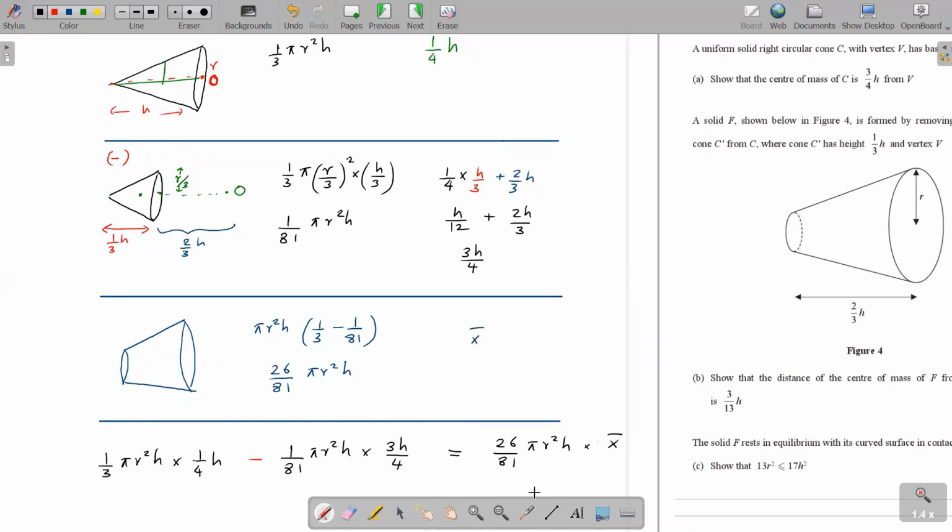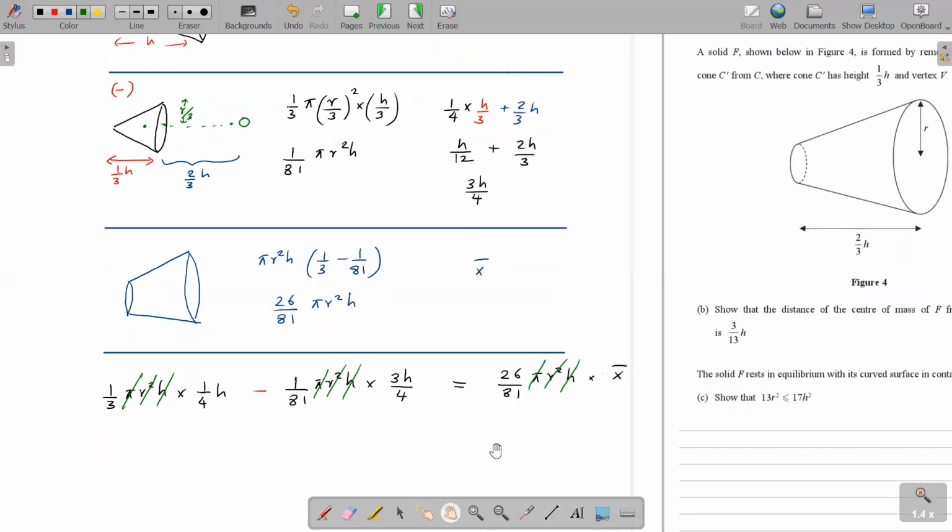Okay, and then you can cut off the common things. For everyone, pi r square h is common. Can you see there are 3 terms? Pi r square h is common to everyone. Can I know the answer here? 1/3 into 1/4 is 1/12h minus 1/81 into 3/4, which is 1/108, h equals 26/81 into x bar. Can I know the subtraction? 1/12 minus 1/108. How much is it?